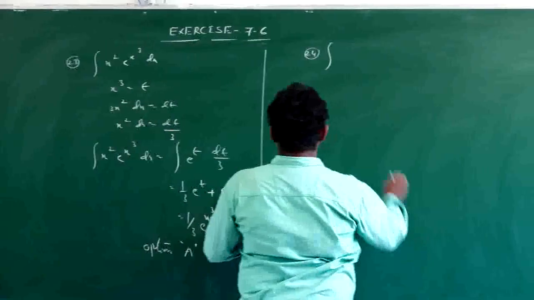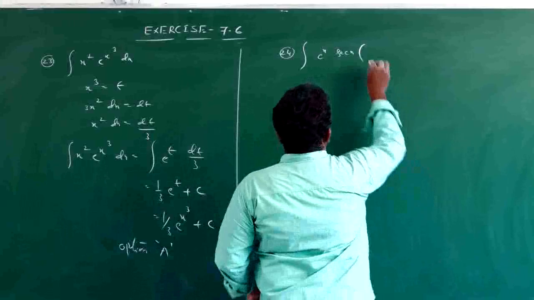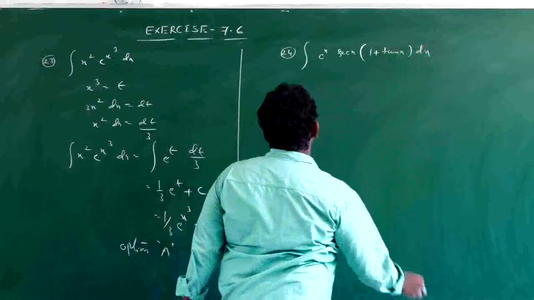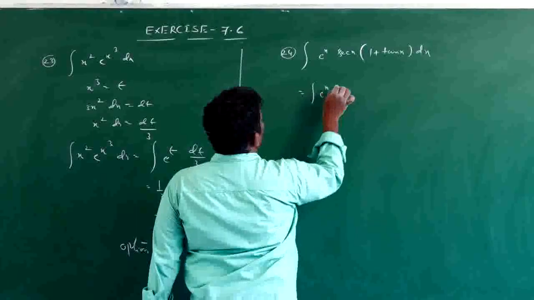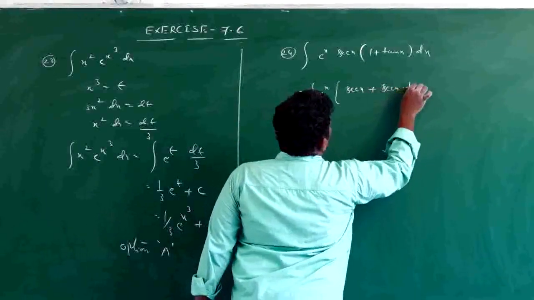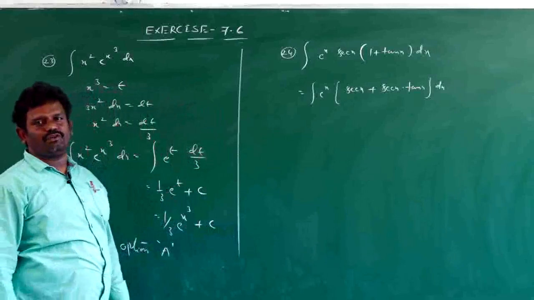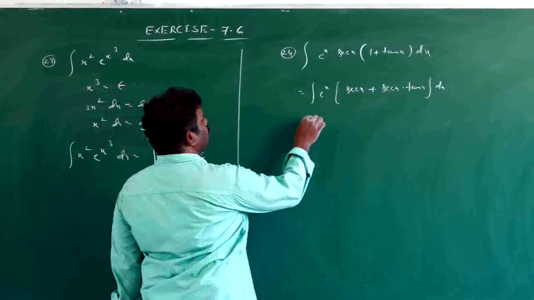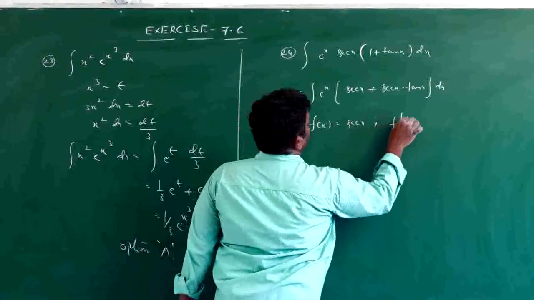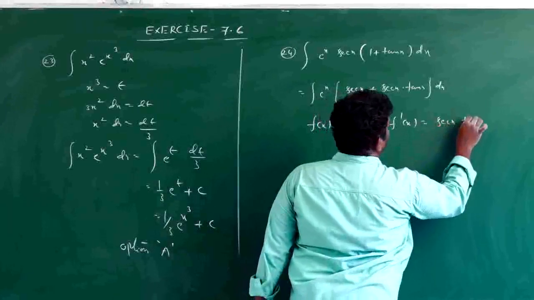integral e power x into secant x into 1 plus tan x dx given. That is equal to what we are doing here: integral e power x into secant x plus secant x into tan x dx. Previously explained formula: integral e power x into f of x plus f dash of x. Suppose f of x is equal to secant x, then f dash of x is equal to how much? Secant x into tan x.